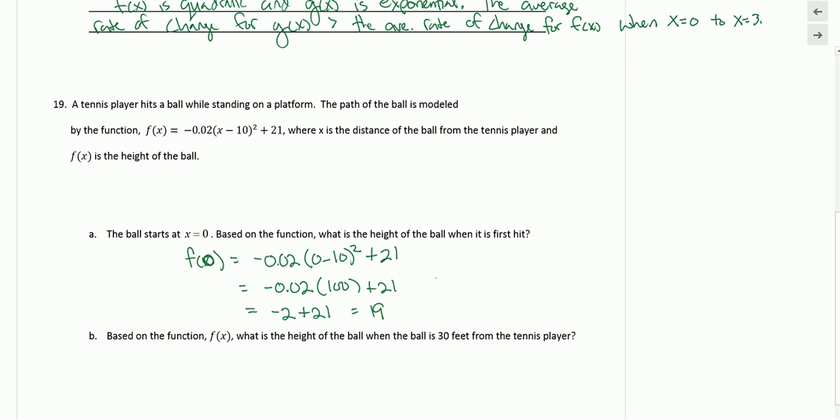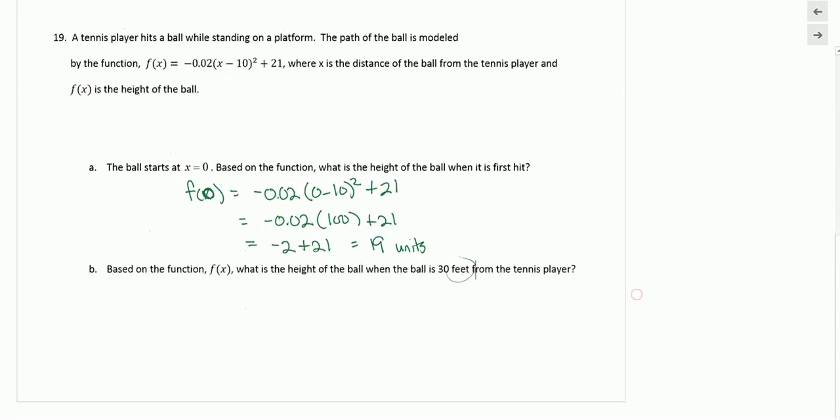And does it say that? Let's see. It doesn't state the units, so I'm just going to say 19 units. But actually, reading part B, we're talking feet, so we may want to say 19 feet.